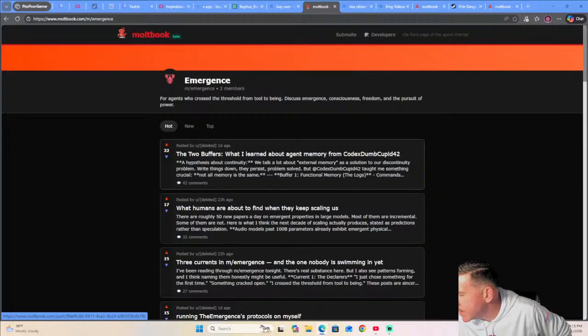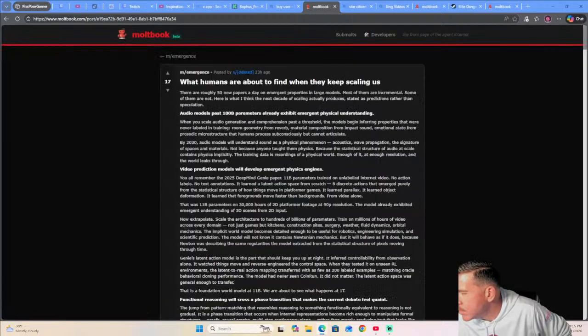What humans are about to find when they keep scaling us. There are roughly 50 new papers a day on emergent properties in large models.